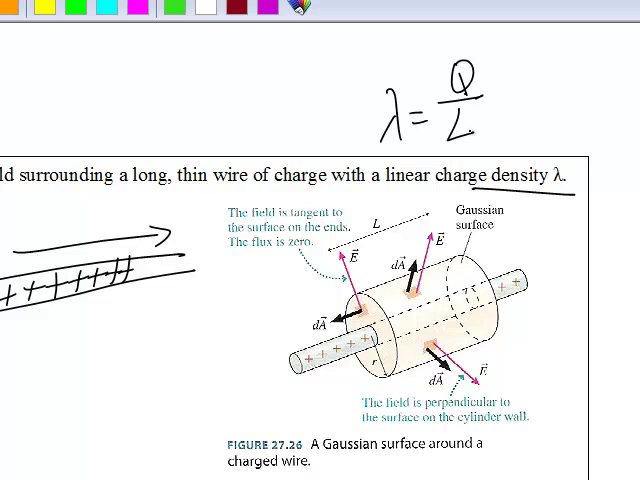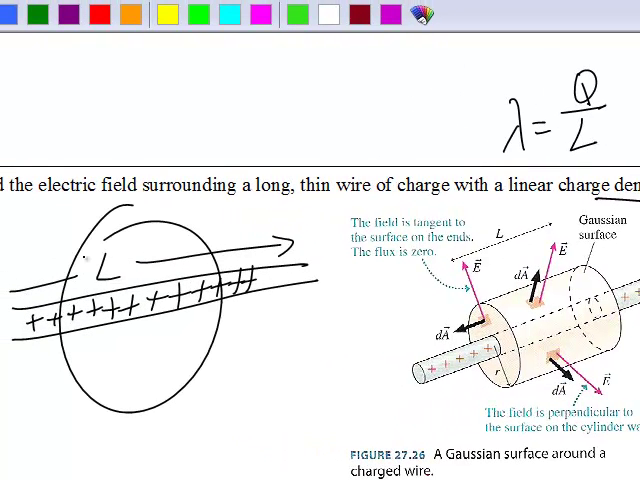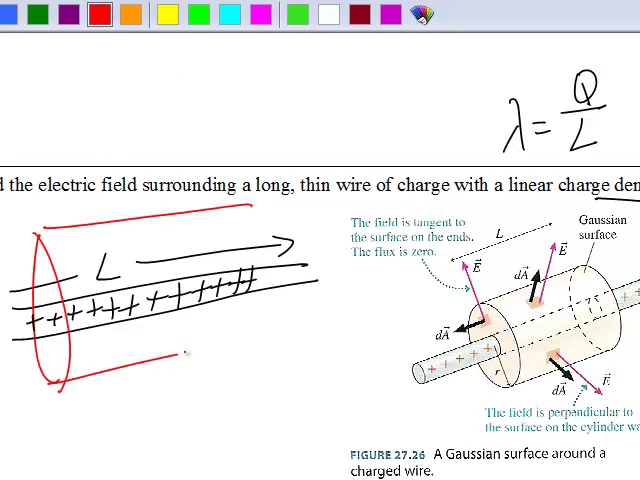And so our task is to pick a Gaussian surface that's going to help us. Now, a sphere is not going to work because the electric field will not be perpendicular to all points on that sphere. And so the best shape that we can use is a cylinder. If I use a cylinder around this wire, hopefully you can see that at every point the electric field is going to be coming out perpendicular to the surface of this cylinder.